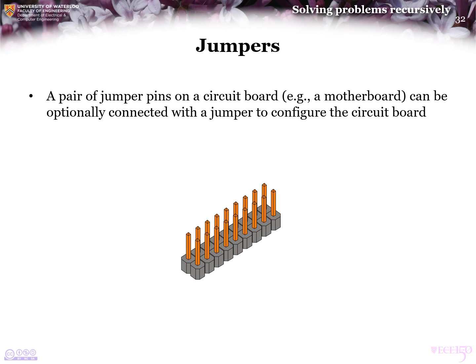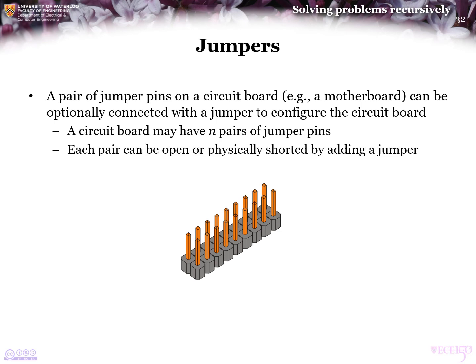Now on a motherboard or any circuit board in general, you can have pairs of jumper pins that can be optionally connected with a jumper in order to configure the operation of the circuit board. So a circuit board may have n pairs of jumper pins. Each pair can be either open or physically shorted by adding a jumper. So for example, here we see that we already have 2 jumpers in place, and we could short the second last pair by pushing a jumper down.